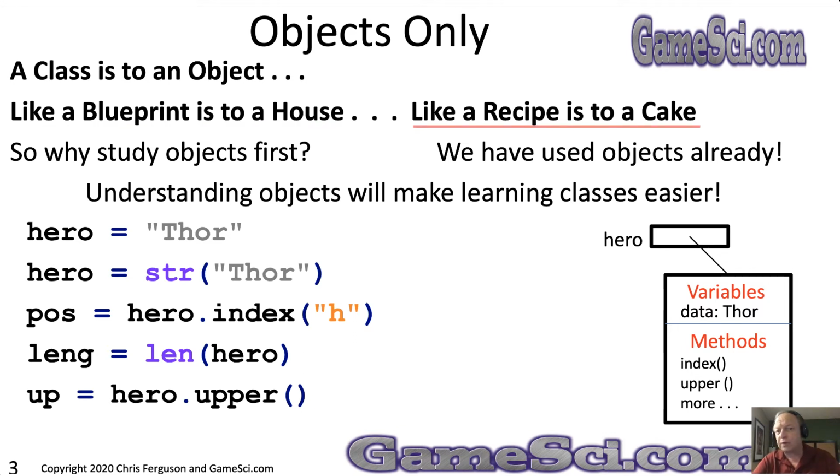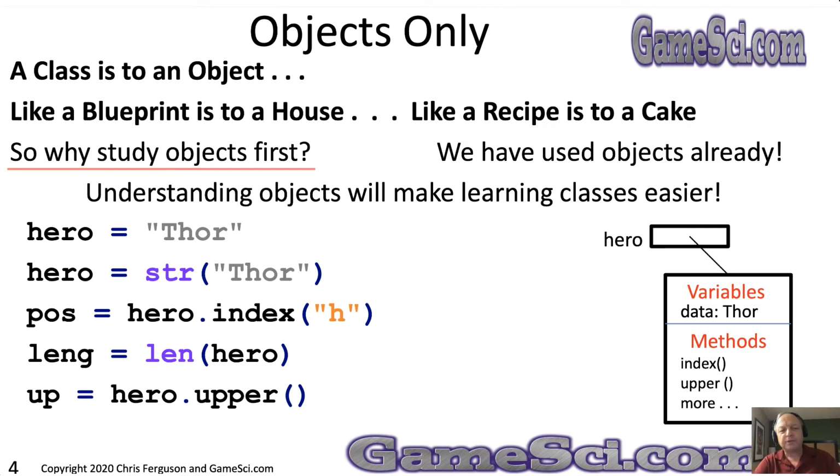Our recipe is to a cake. What is a recipe? It's a list of ingredients and instructions, and if you get those ingredients and follow the instructions, you can make a cake. Same thing with a class. Once you set up the class, give it its variables, give it its methods, then you can make an object.